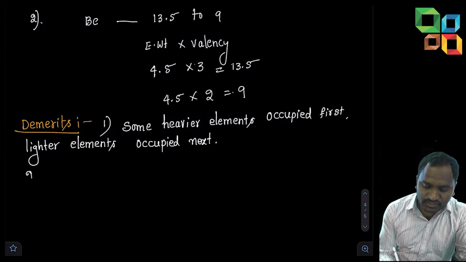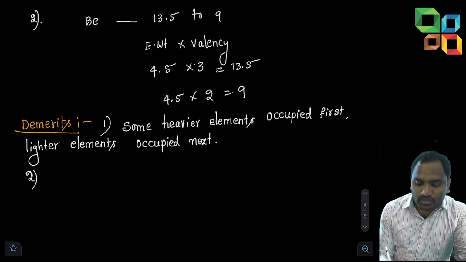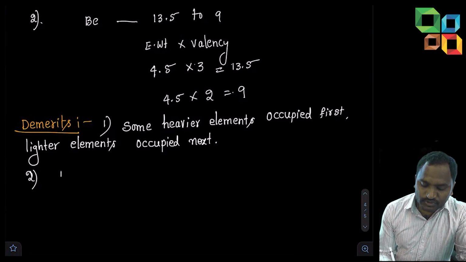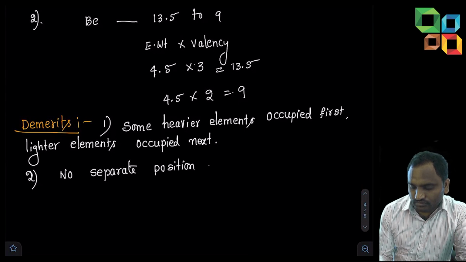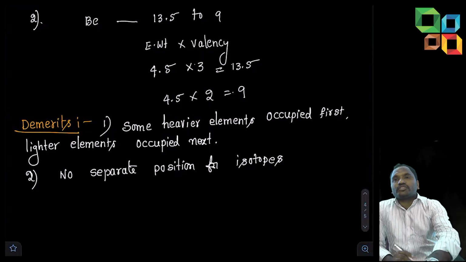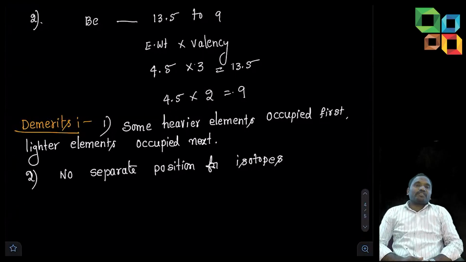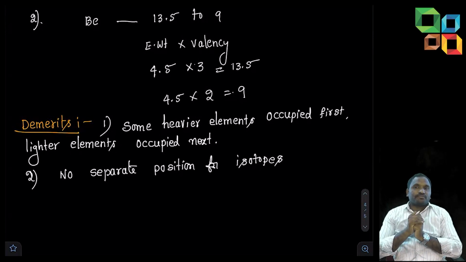Next, second drawback, no position for isotopes. Means no separate position for isotopes. Example, hydrogen has three isotopes, H1, H2, H3. If we follow the atomic weights concept, three positions we have to give. Three positions, not even one particular position for hydrogen. Hydrogen position is not fixed.